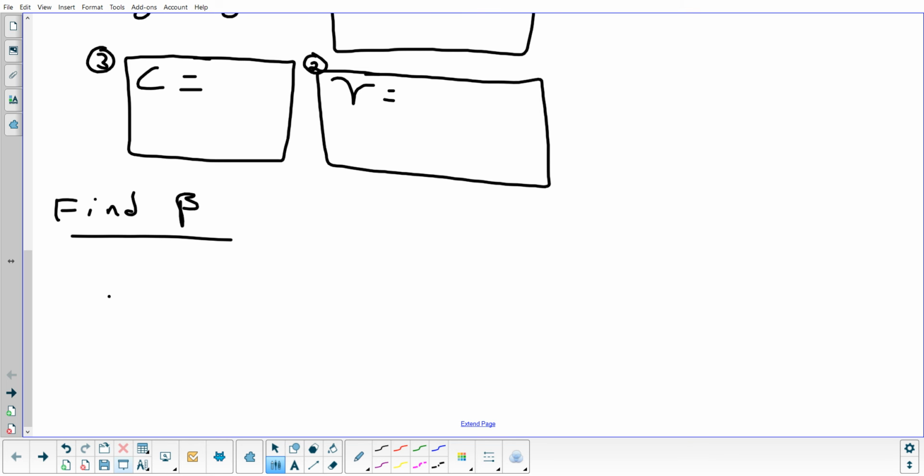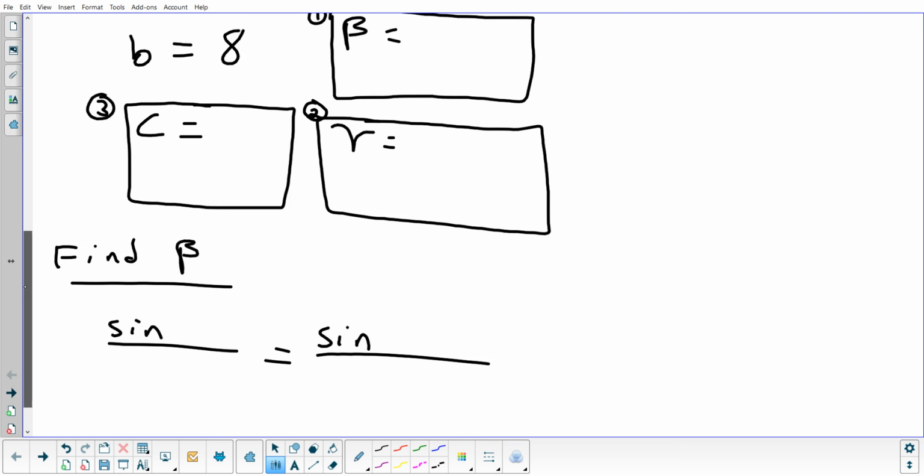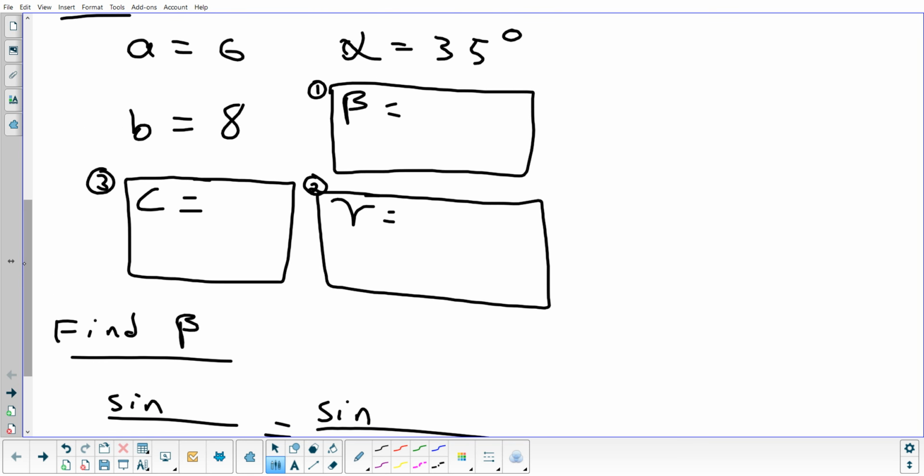Okay, remember, every law of sines problem always starts out just like that. And how about Jack? Can you tell me what I could fill in on one side of this proportion using my information from the table? Oh, you could put the 35. Okay, so we could do sine of 35. Yep, divided by 6. Perfect. So we're going to do sine 35 divided by 6.